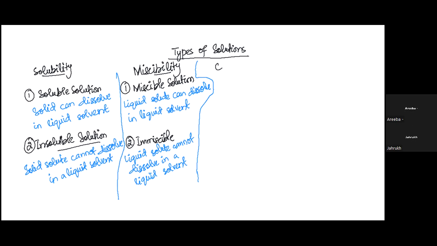So I was saying, can you get me an example for soluble solution? Salt and water. Salt and water, perfect. Insoluble solution.